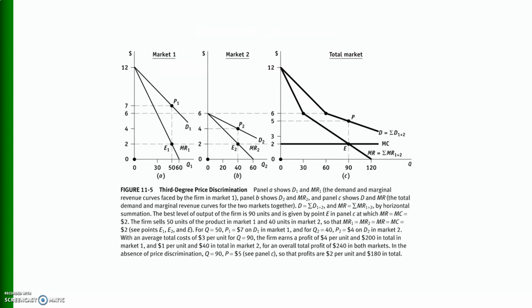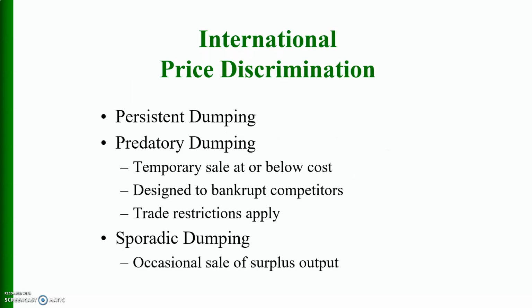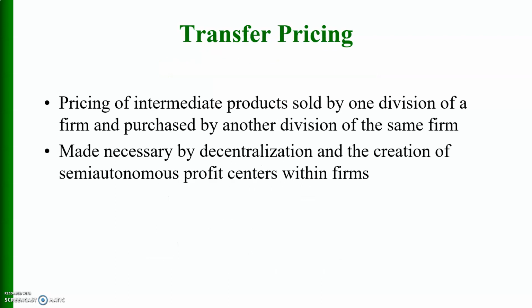So this is third degree price discrimination. Here we can also see this is the third degree price discrimination, in which there are two sub-markets, market 1 and market 2, and the C panel of this diagram shows the total market. International price discrimination: we could have persistent dumping, predatory dumping, which is temporary sale at or below cost designed to bankrupt competitors and trade restrictions apply, and there could also be sporadic dumping, that is occasional sale of surplus output.